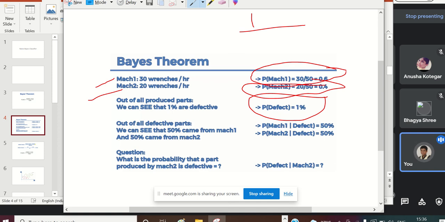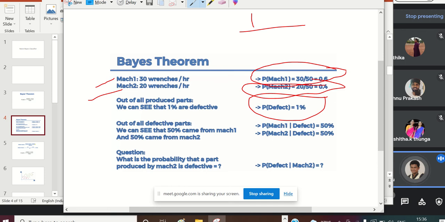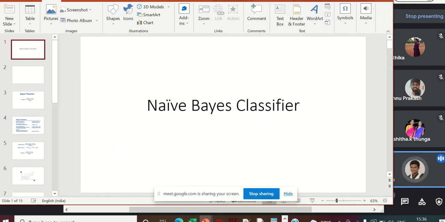So what is the probability that a part produced by machine 2 is defective? These two are different. Out of the total defective parts, 50% come from machine 1 and 50% come from machine 2. Now, what is the probability that a part produced by machine 2 is defective? Machine 2 will produce 100 parts, and what is the probability that it will produce a defective part? That we will try to understand using the Naive Bayes classifier.